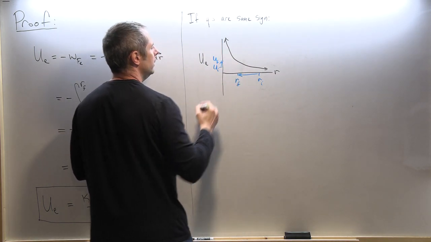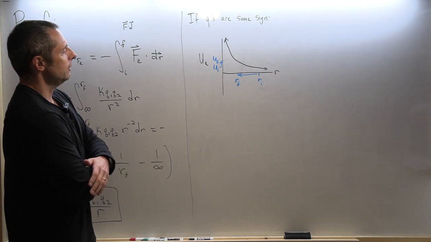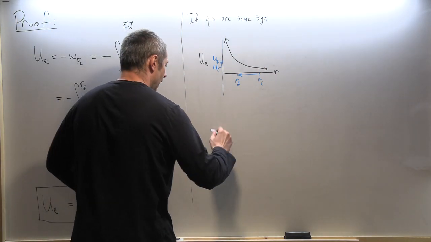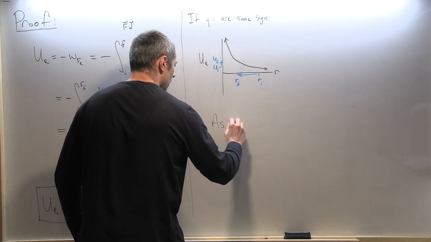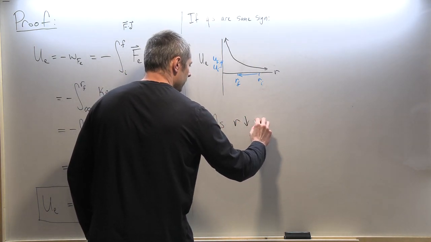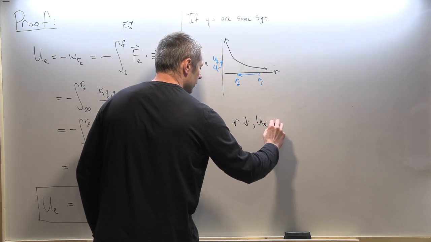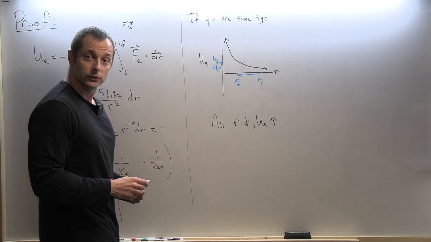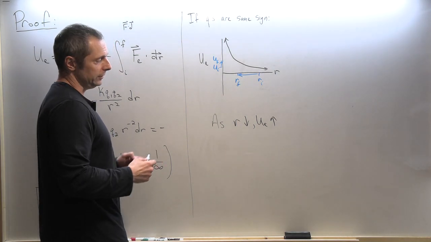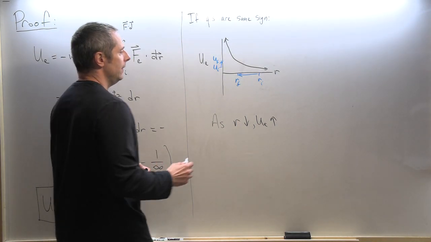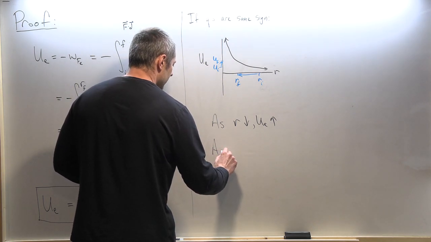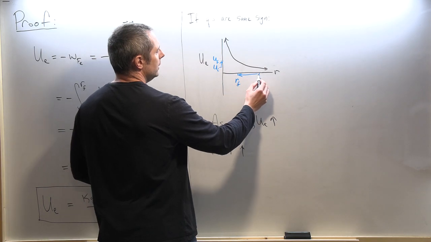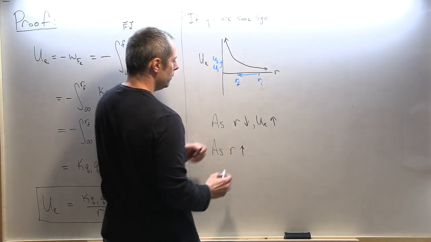And so we see the correct concept that the potential energy increases. As R goes down, U electrical goes up. The concept is consistent with our understanding of potential energy. And then if you go the other way, as R increases, so you move from here to here, you go to a lower potential energy.